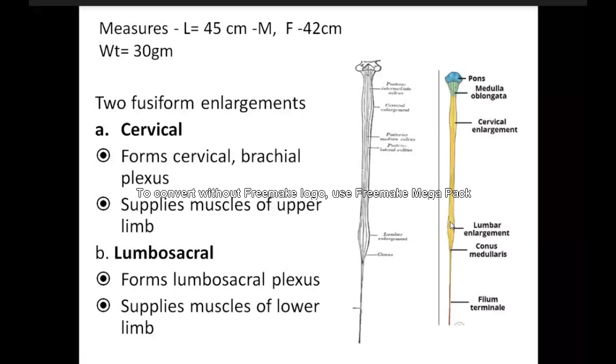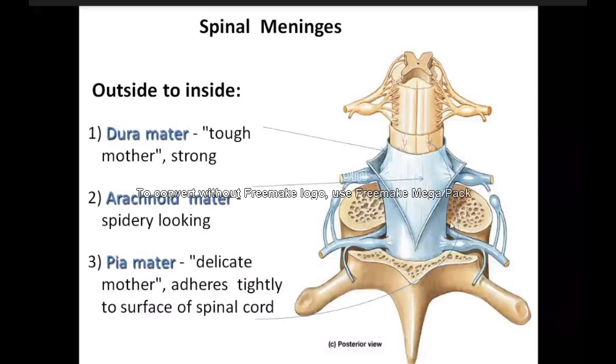Now coming to the coverings of the spinal cord. The brain, the cerebral hemisphere, as well as the spinal cord are covered by meninges. The covering which covers the cerebral hemisphere is known as the cranial meninges, and the coverings which cover the spinal cord are known as the spinal meninges. There is a slight difference between the covering of the cranium and the covering of the spinal cord. So today I'll be telling only the covering of the spinal cord.